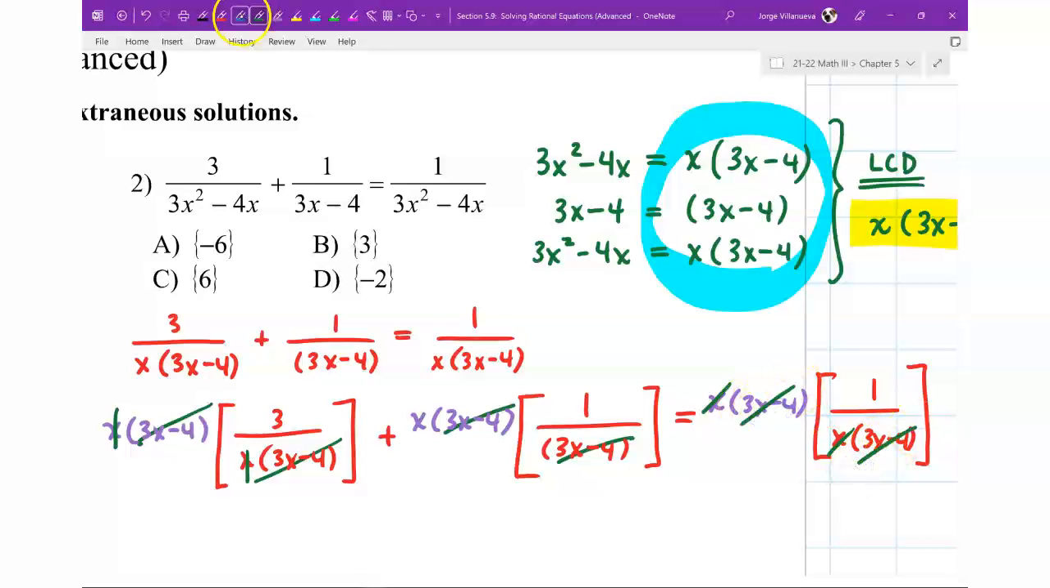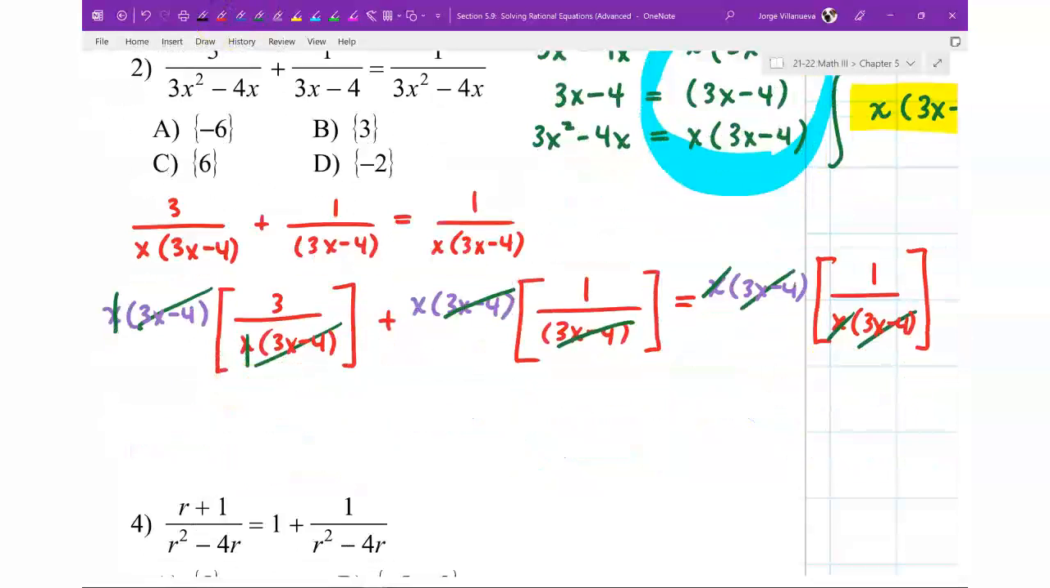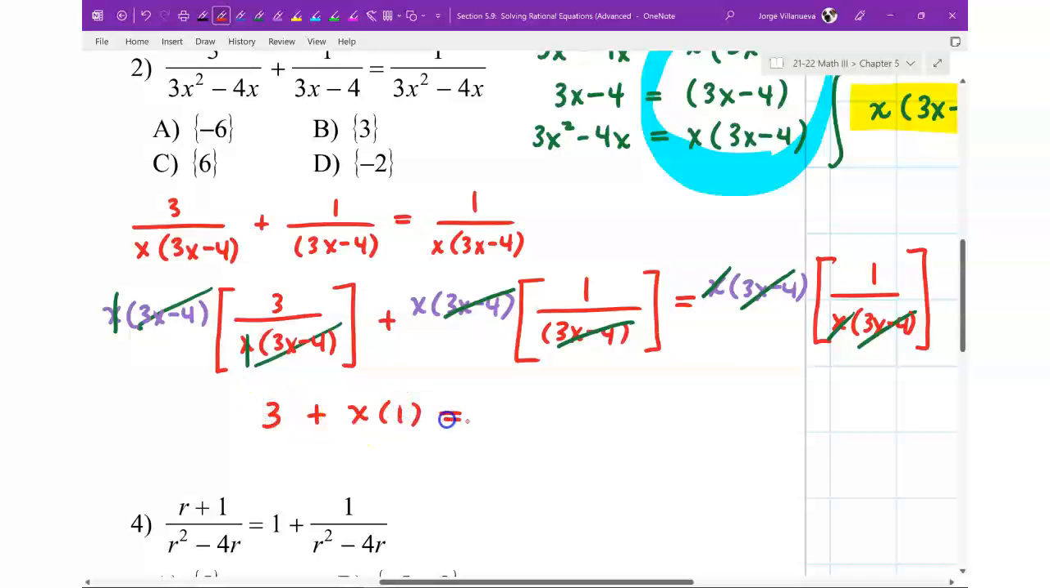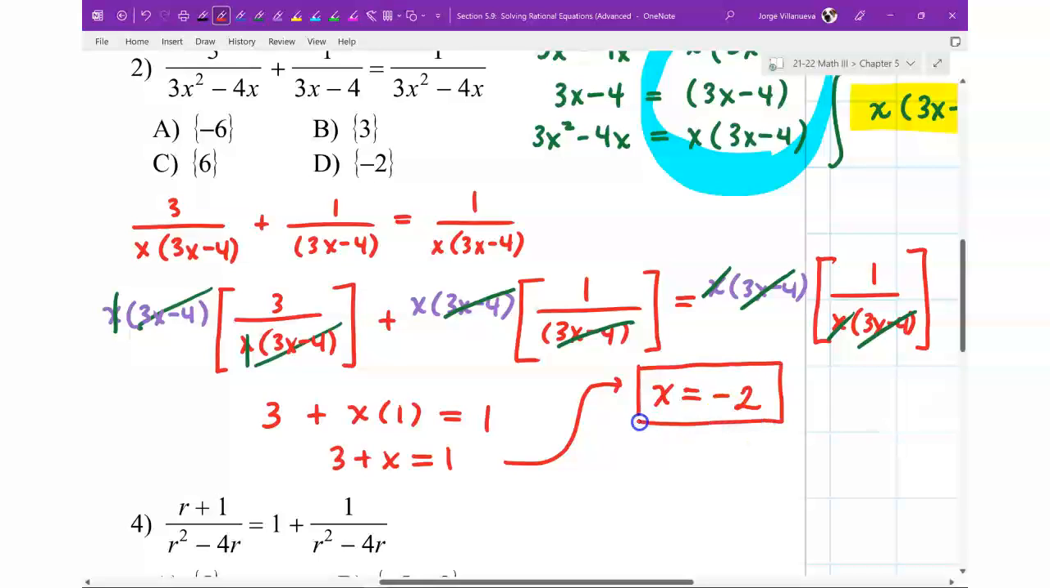Okay? So, here we go. The first fraction is just 3 plus x times 1 equals 1. I mean, it's kind of hard to believe that after that big old mess, all that's left is a 3 plus x times 1 equals 1. All right? So this is 3 plus x equals 1. Let me just kind of move that over there. If I subtract 3 on both sides, I'm going to get x equal to negative 2. And there it is.